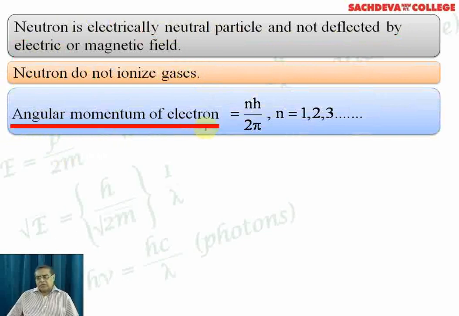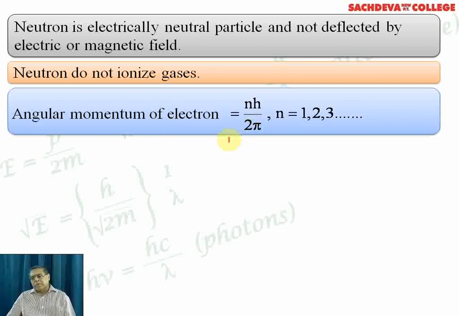Angular momentum of electron. We can explain angular momentum on the basis of classical mechanics and quantum mechanics. According to classical mechanics, the angular momentum is generally calculated by m r square. That is, angular momentum is I omega, where I is m r square and omega is v over r, so r will cancel off, and angular momentum is found to be m v r. That is according to classical mechanics.